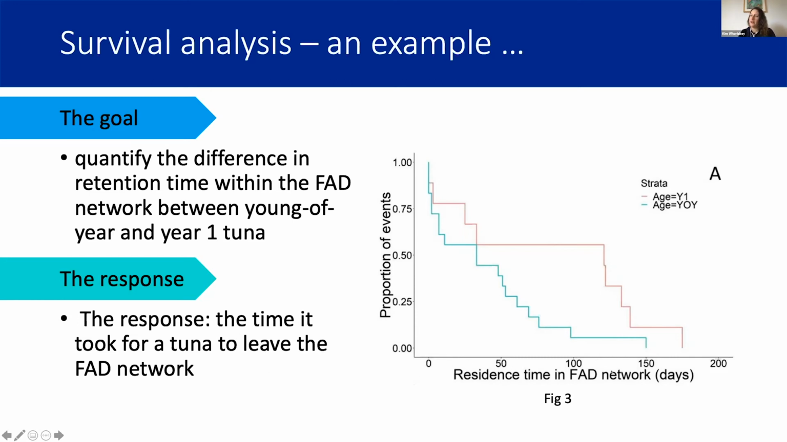And so here on the y-axis, we again have the time. So we have our response. And then on the x-axis, this time we're going down in the number of fish. So it's down in percentage of fish that were leaving the FAD network. So we see here, for example, we were very static between 50 and 120 days. No fish really left for age 1 years. And then all of a sudden we see a drop again. And you see a marked difference in the age 1 and the young of year ages.